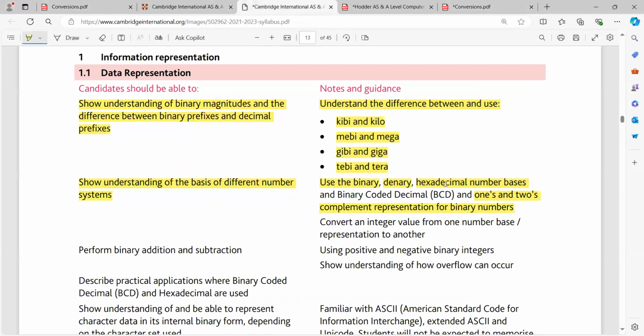So far we have completed one's complement, we have completed two's complement, and we have also completed binary addition using positive and negative integers. Yes. Now, we have binary subtraction.